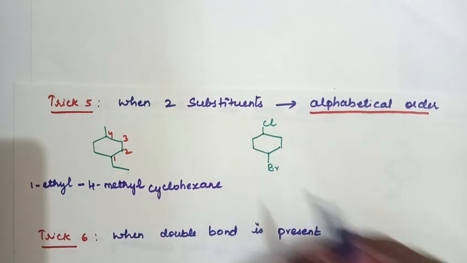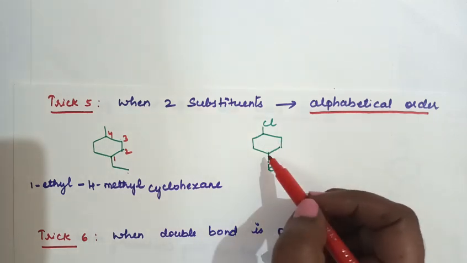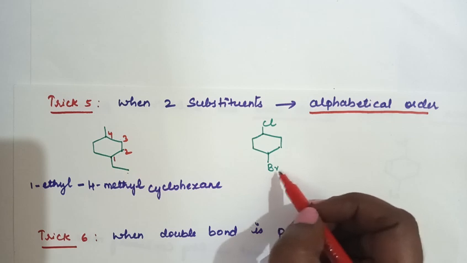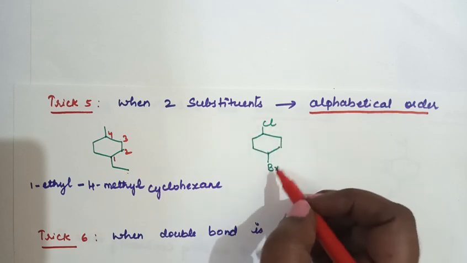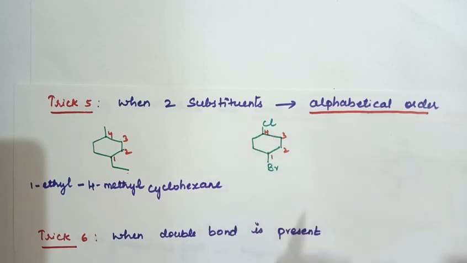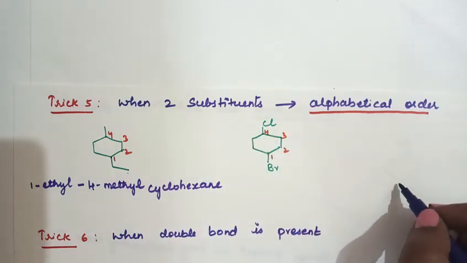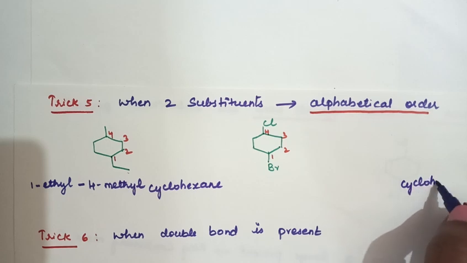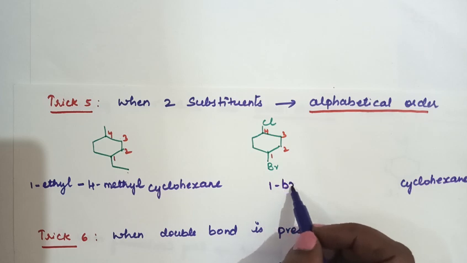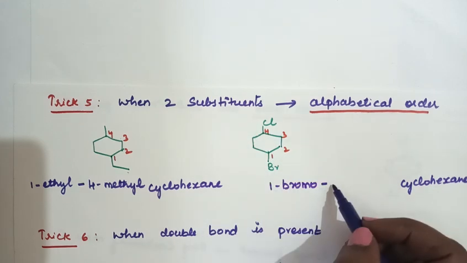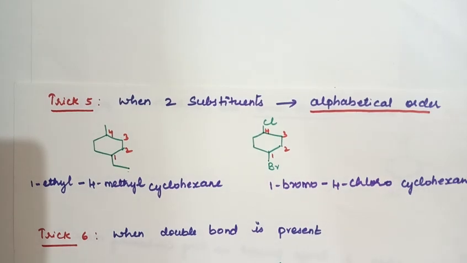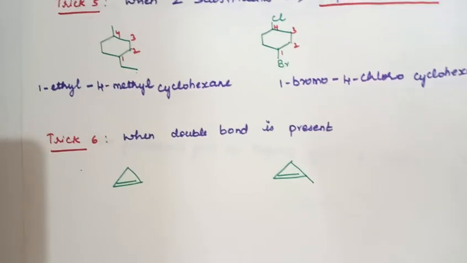So one more example we will take. So how to number? It is according to alphabetical order. This is bromo, this is chloro. So B comes first. So start numbering from here, 1, 2, 3, 4. So the name will be cyclohexane, 1 bromo, 4 chloro, cyclohexane. So this will be the IUPAC nomenclature.